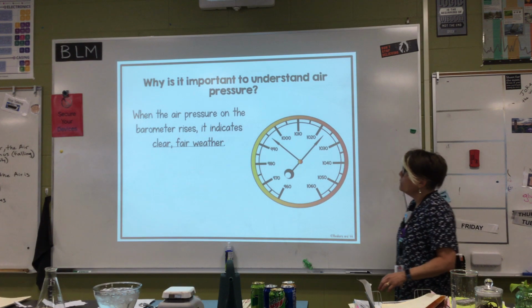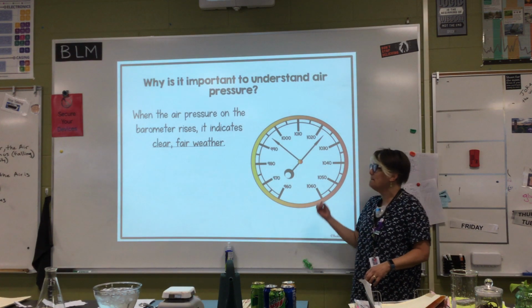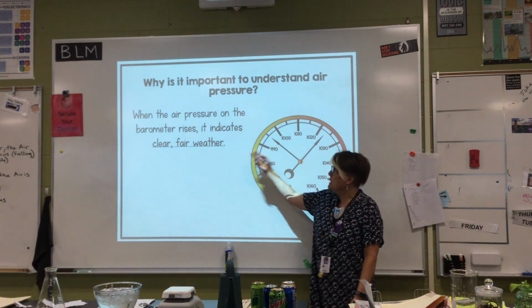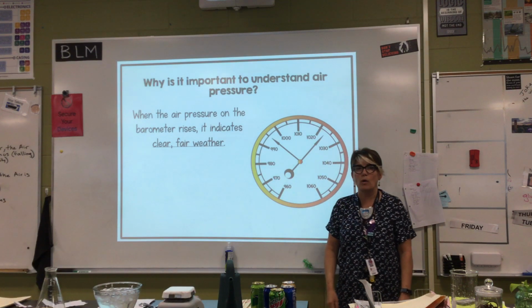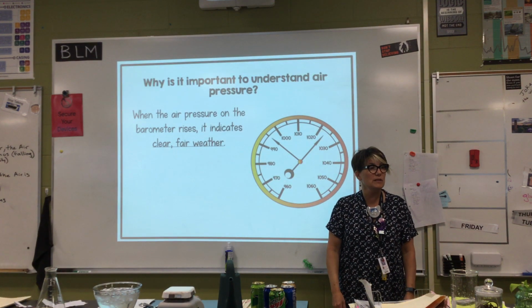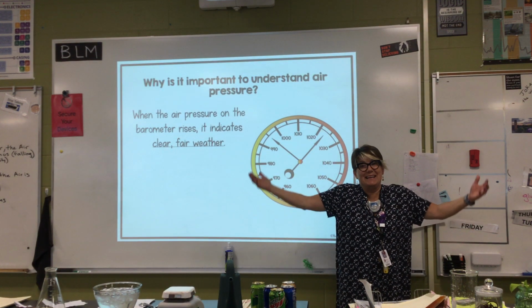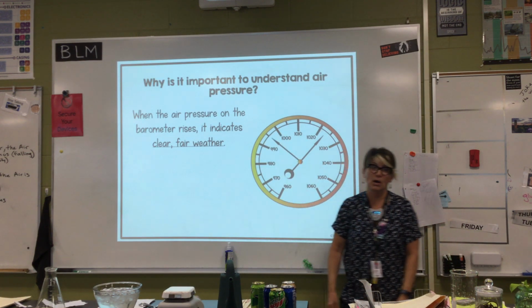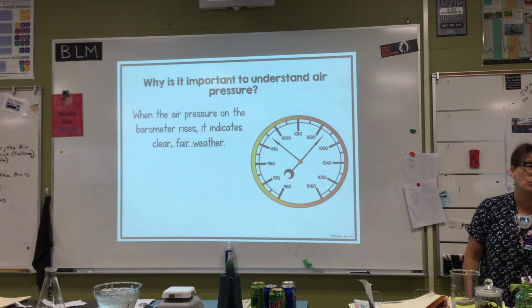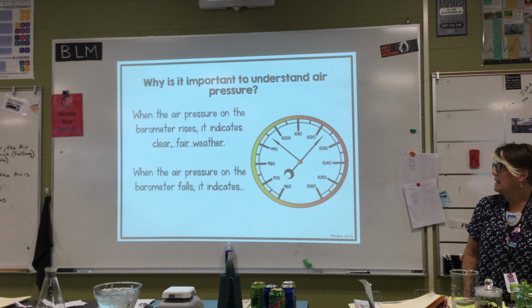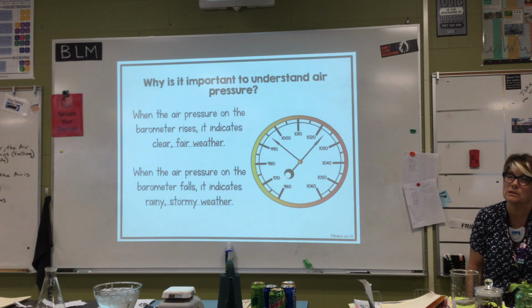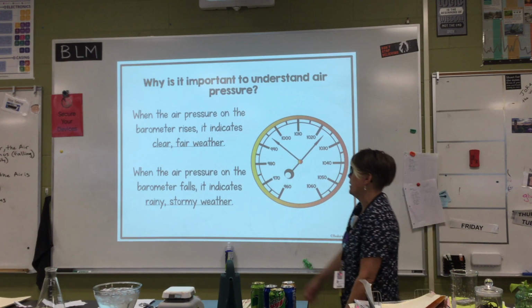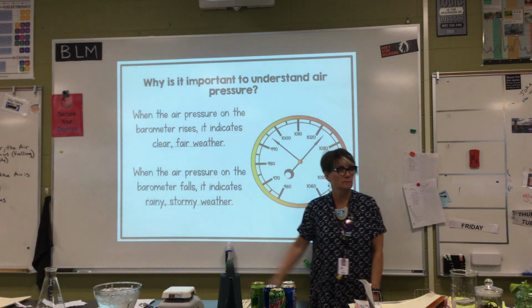When the air pressure on the barometer rises, meaning the number goes higher, that means we're going to have clear, fair weather. Higher numbers means you feel higher and happy and like, yes, it's a clear, sunny day. Isn't this nice? But when that number drops and we get low pressure, that means I feel low and lousy because it's rainy weather or storms are coming. Okay?